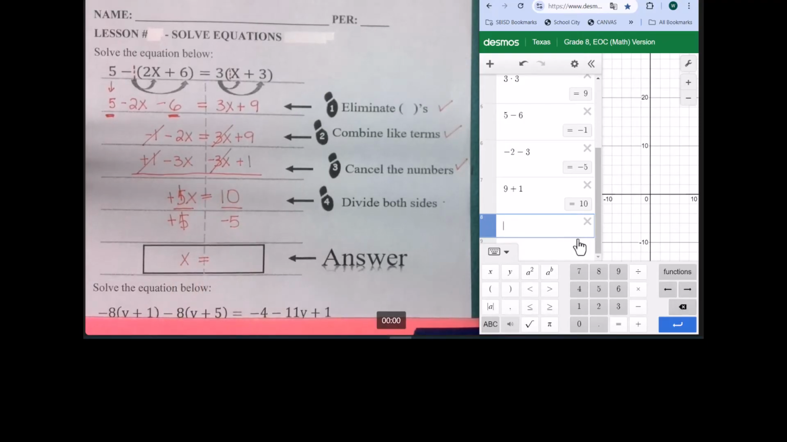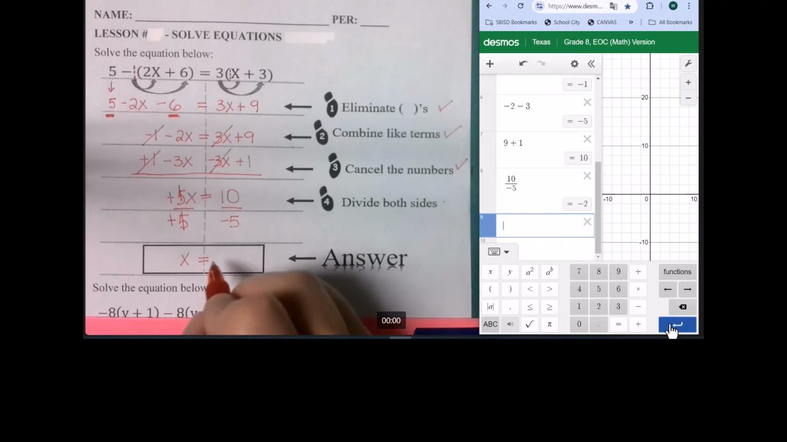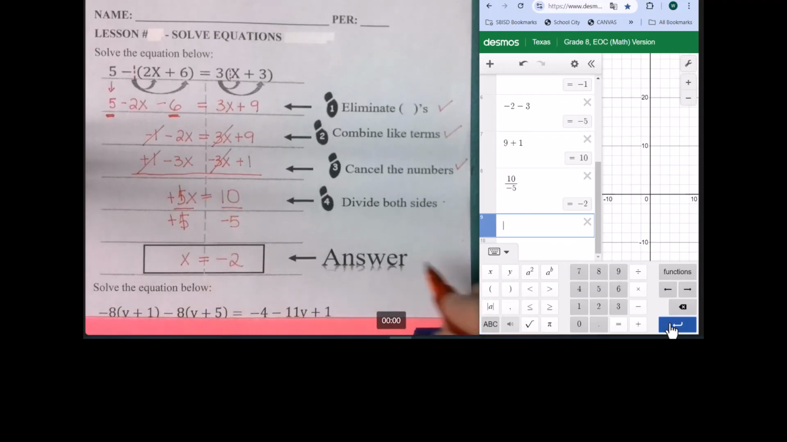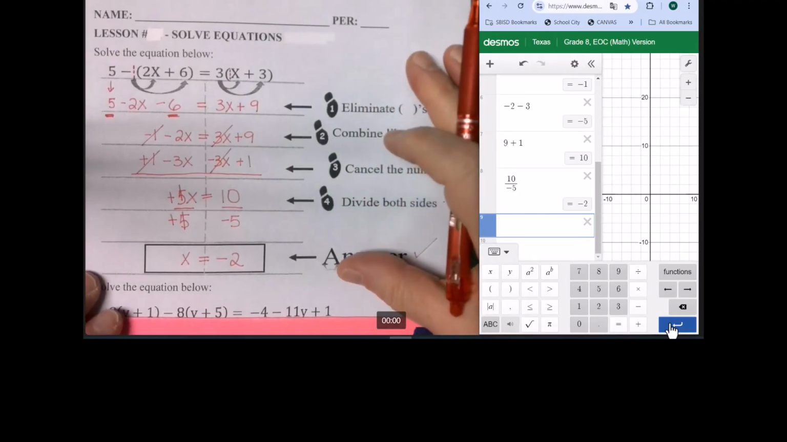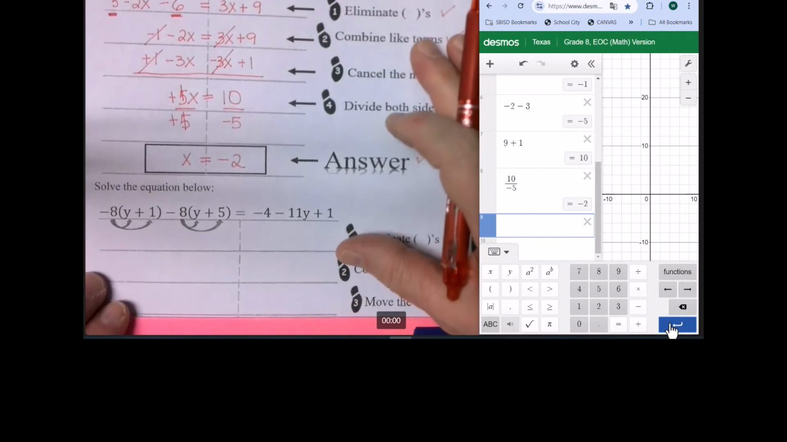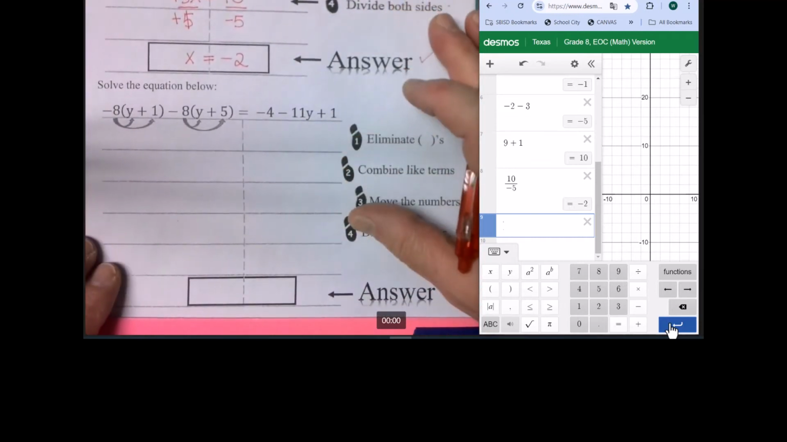Now I go to the calculator. 10 divided by negative 5. So I'm going to type 10. The division button is right there. Divided by negative 5. Press enter, and we get negative 2. So there we go. We have solved the equation following 4 steps. So let's go on to the next problem and try to follow the same steps.